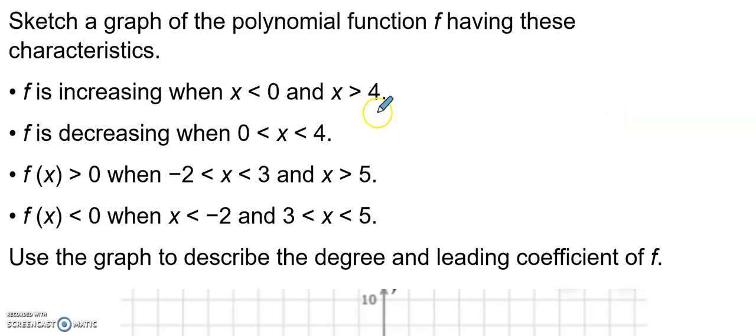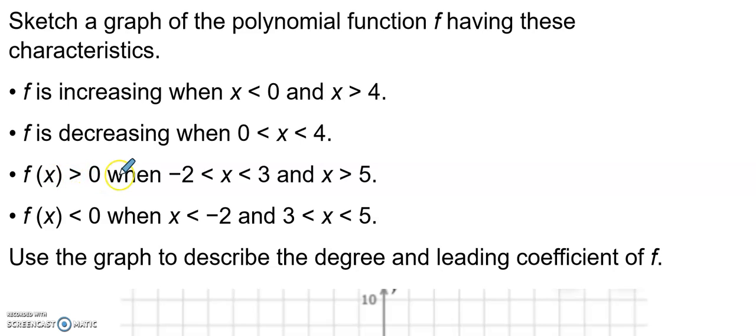All right, so now we're going to work backwards and try to actually draw the graph from the information. So first we need to look at our information. So f is increasing when x is less than 0 and when x is greater than 4. F is decreasing when x is between 0 and 4.